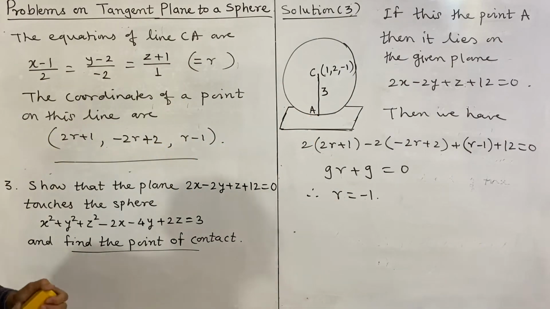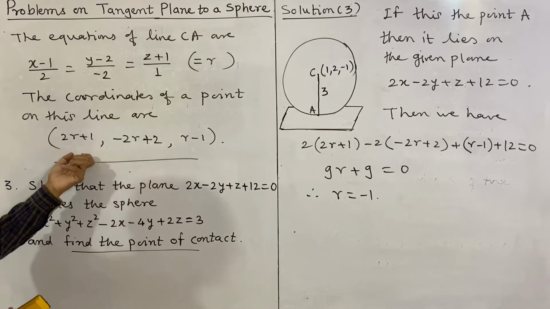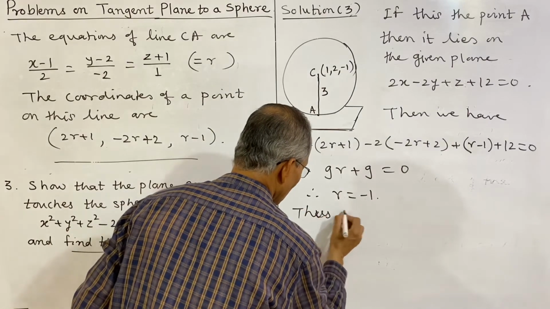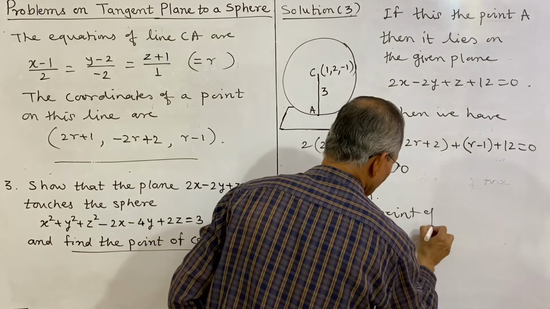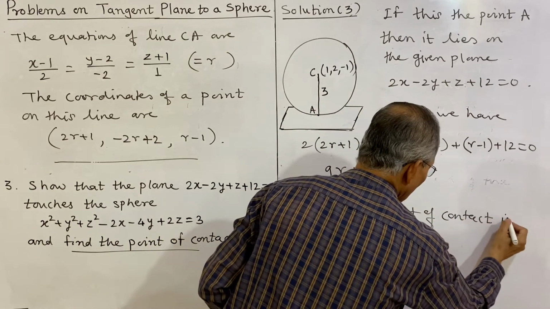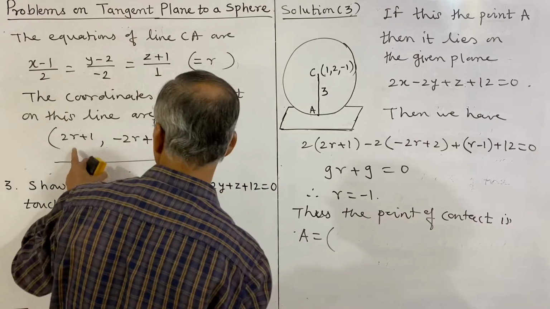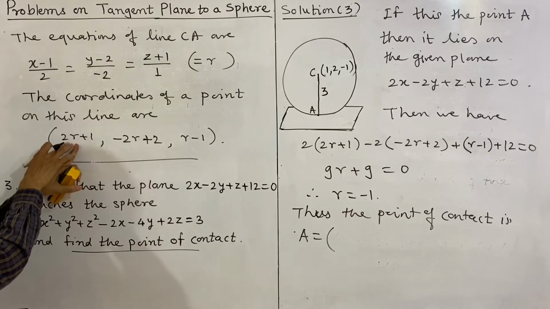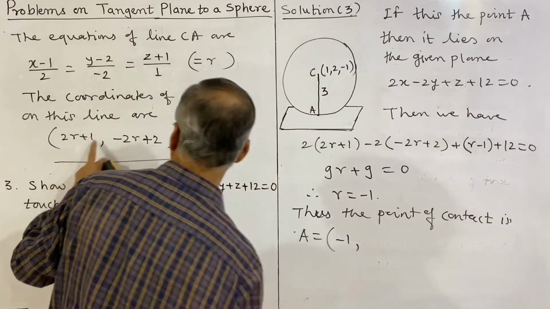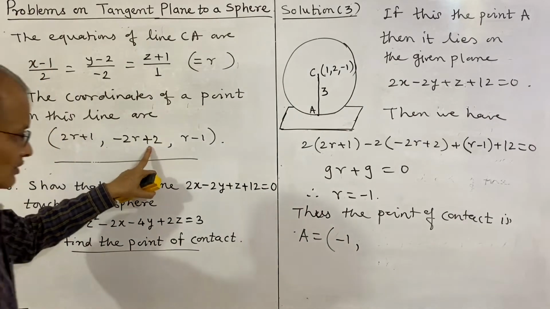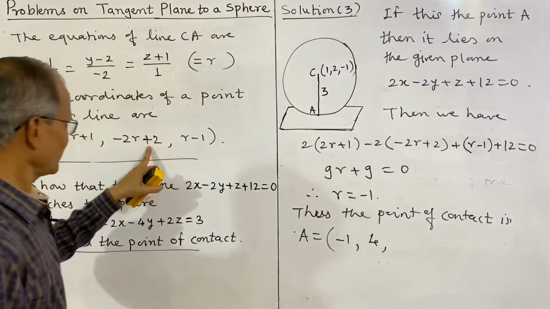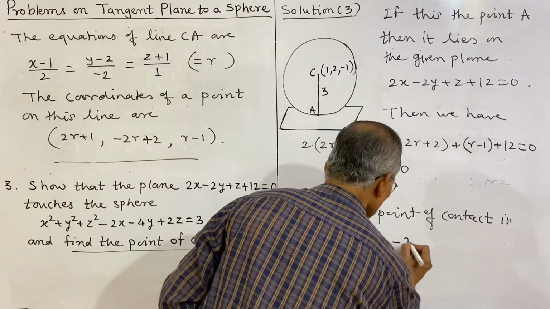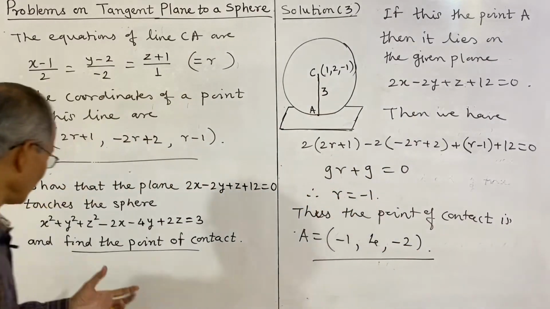And once we get the value of r, we put this value of r in the point of contact, and thus the point of contact A is equal to 2r plus 1 etc. Putting the value of r as minus 1 here, we get minus 2 plus 1, that is minus 1, and this is 2 plus 2, that is 4. You should check it, that is 2 plus 2 is 4, and this is minus 1 minus 1, that is minus 2. So thus the point of contact is this one, and we have obtained the point of contact.